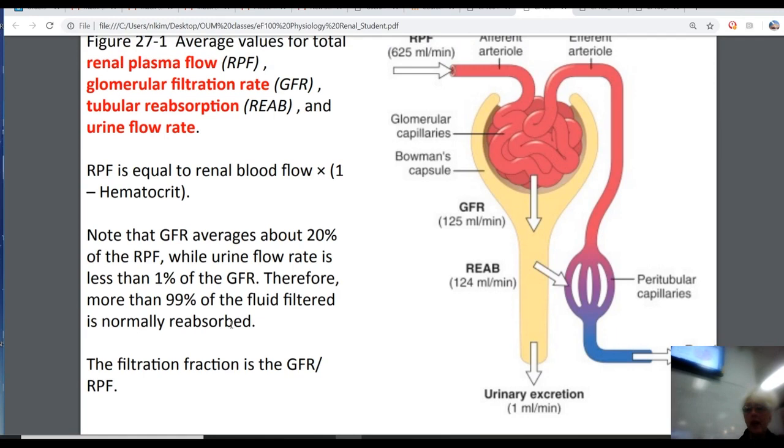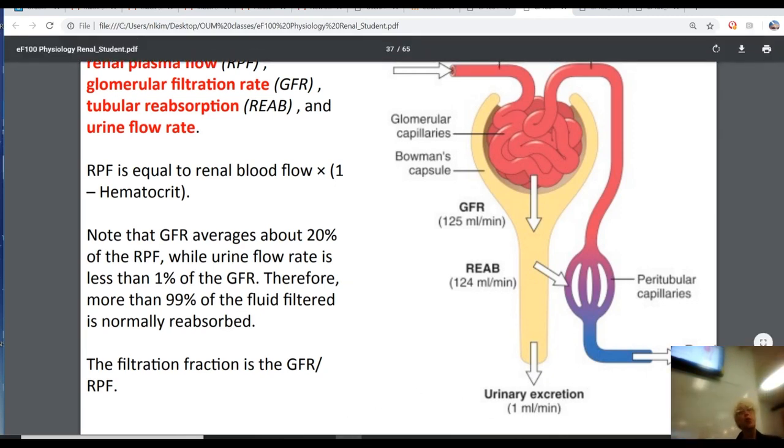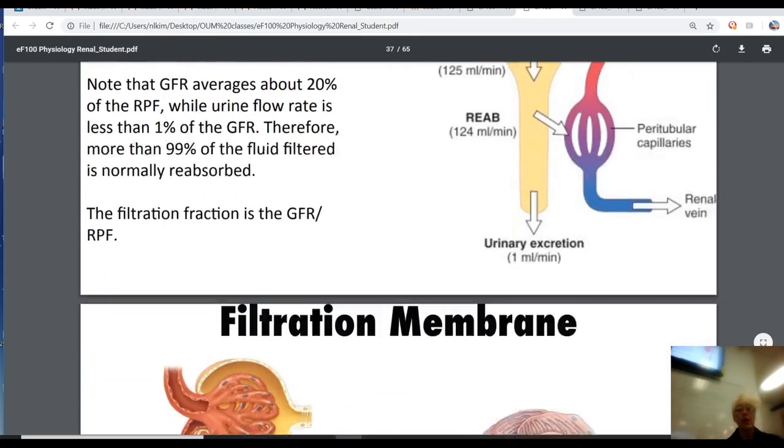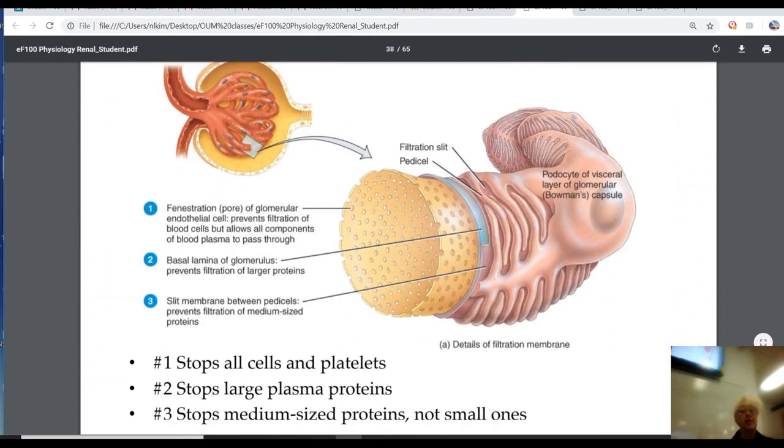Interesting right here, before we finish this PowerPoint slide and go on to the next one, is that 99% of all the fluid filtered is reabsorbed. That's pretty amazing. It's reabsorbed. That means we need it. Only 1% is your waste. So that's a pretty remarkable machinery.